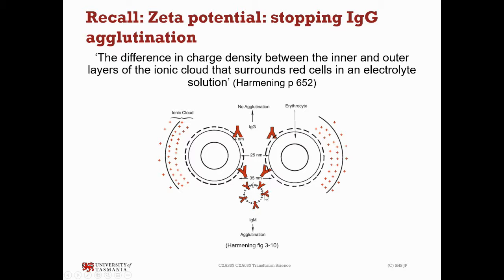Okay, so the anti-human globulin, which is the Coombs reagent, comes in, and because it is an antibody, it is able to bind to the Fc portion of the IgG antibodies and bridge this gap, and therefore cross-linking the red cells, causing agglutination that we can visualize.